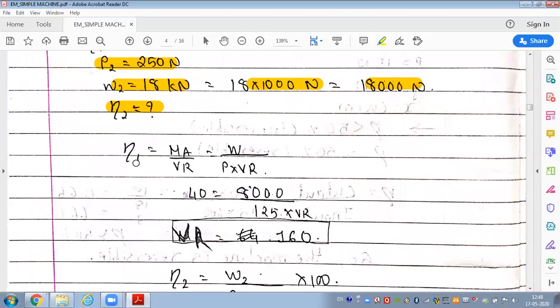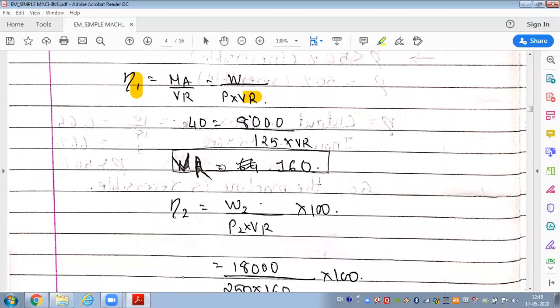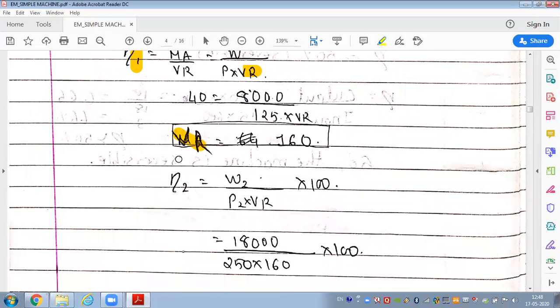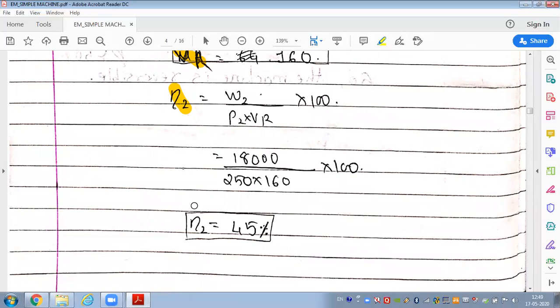Now applying the equation for eta 1, MA by VR, where MA is W by P and VR is as it is. Eta 1 is given here. By using this formula, you can easily calculate the value of VR. So VR is 160. Put this value in the second equation: eta 2 is W2 by P2 into VR. So you can easily calculate the value of eta 2. It is 45%. So the example is very easy.